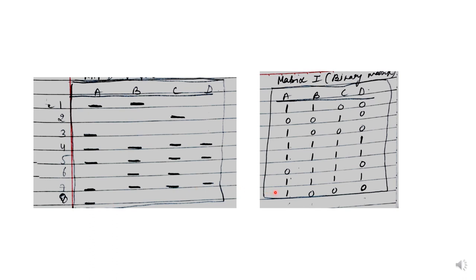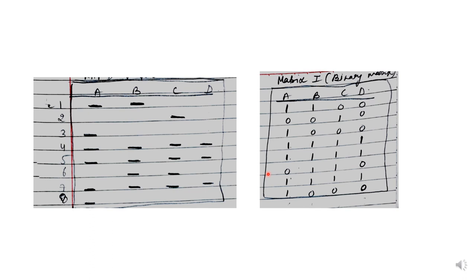The second step is that you make a binary matrix of the bands which are present on the gel. So what is a binary matrix? You mark the presence of a band with number 1 and the absence of a band with number 0. For example, in matrix 1, which is the binary matrix, you can see that in cultivar A, the first band is present, so we have marked it with 1.